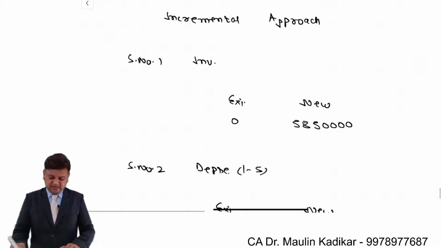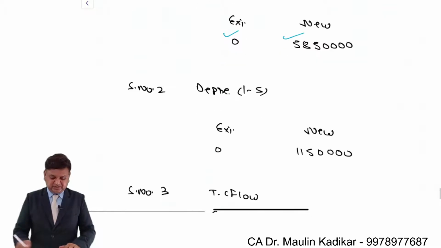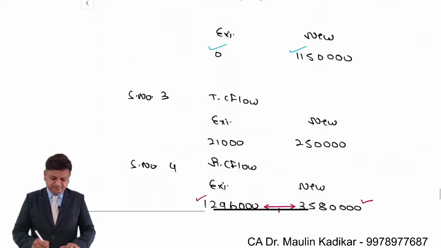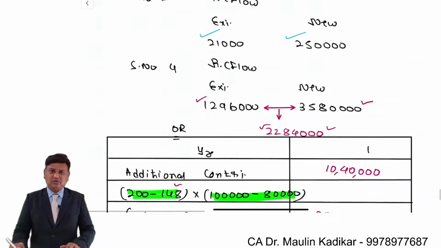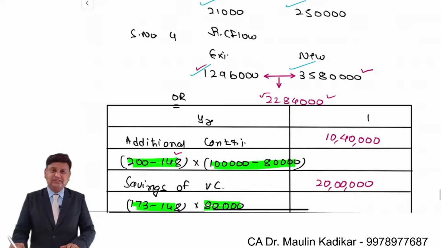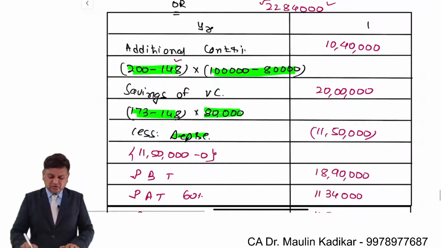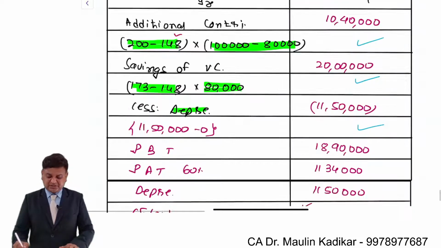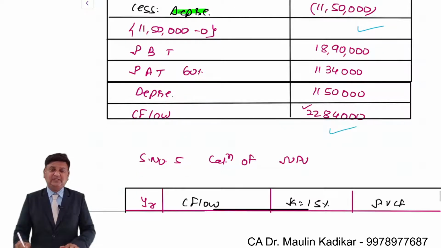Incremental approach: in that, for both the options, values are mentioned first of all separately. The first three steps are almost the same. The fourth step is also the same, though at the same time it can be done with an alternative method. Additional contribution for 20,000 units, savings of the variable cost on the existing 80,000 units, depreciation is deducted, and based on that the cash flow is calculated. Going with either of the methods is definitely acceptable.